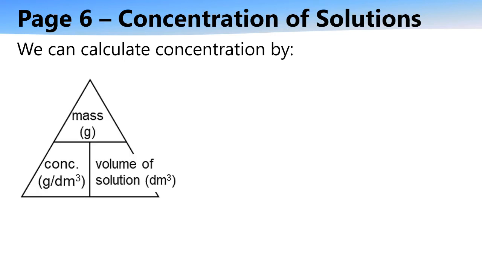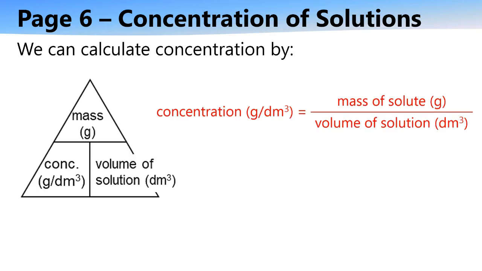We can also calculate concentration if it's in gram per dm cube the same way. But this time we use mass of solute in grams over the volume of the solution in dm cube. So the first one was mole per dm cube, so there is mole over dm cube. And now this is the gram per dm cube, so it's the mass in grams over dm cube.